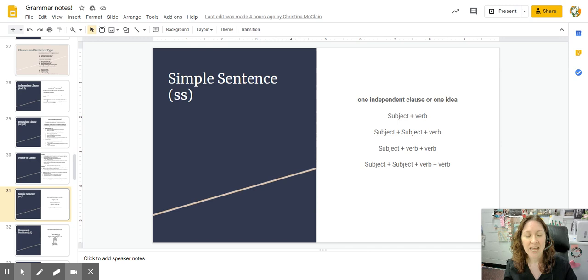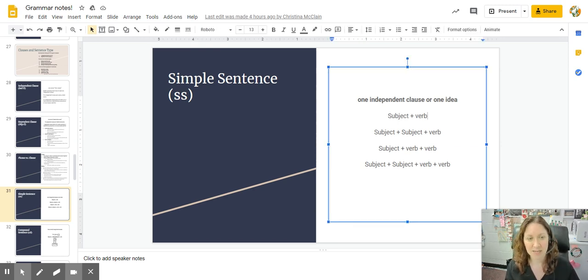Now, a simple sentence can take a couple of different forms. If you look on the screen, you have a subject and a verb. You can have two subjects that share a verb, one subject that shares two verbs, or two subjects and two verbs. This looks complicated, but it doesn't need to be. Here's my example: the dog barks. In this case, I've got my subject, which is the dog, and barks is what it's doing. Then I can build it, and I could say, the dog barks and runs.